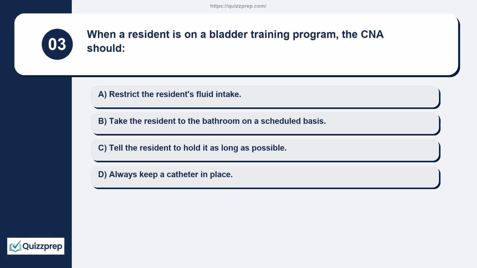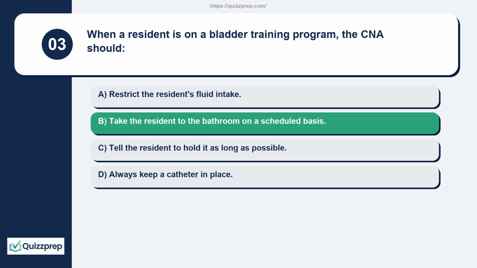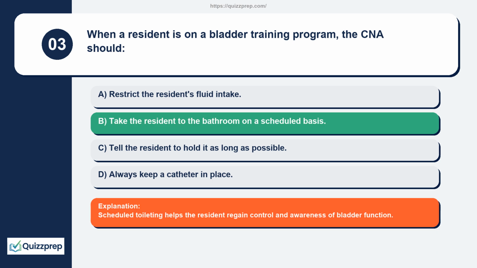Question 3. When a resident is on a bladder training program, the CNA should restrict the resident's fluid intake, take the resident to the bathroom on a scheduled basis, tell the resident to hold it as long as possible, always keep a catheter in place. Scheduled toileting helps the resident regain control and awareness of bladder function.